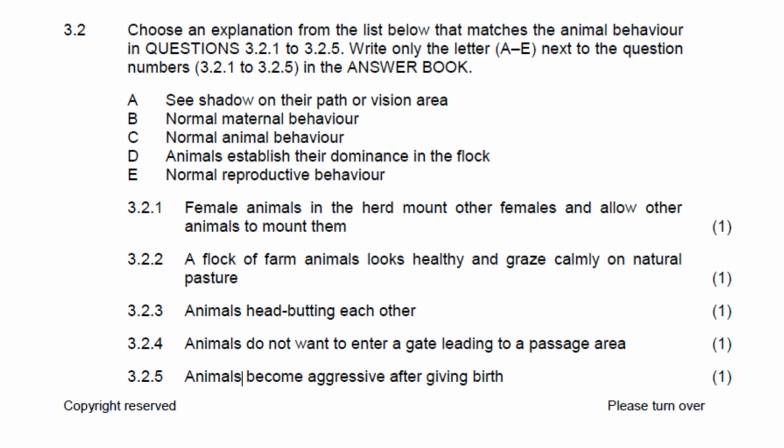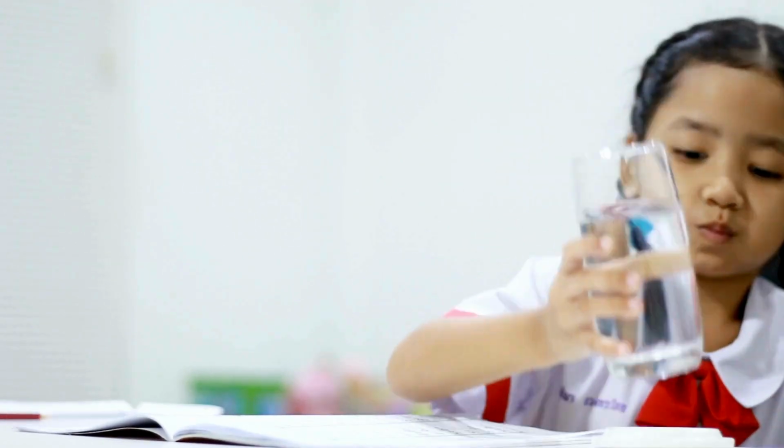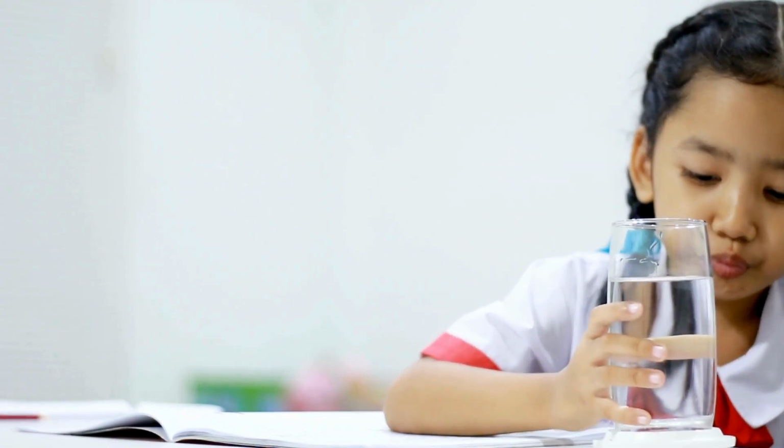Then animals do not want to enter the gate, and obviously we only have one option. Then it means that one is A, which is they see shadow on their path or vision area. Right, let's continue now.